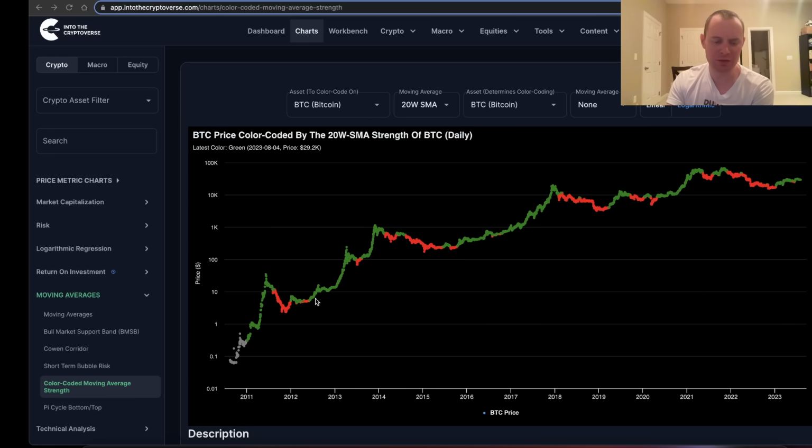This chart shows you the price of Bitcoin, and it color codes it based on whether Bitcoin is above the 20-week or below the 20-week. So when it's above the 20-week, it's color coded green. When it's below the 20-week SMA, it's color coded red.